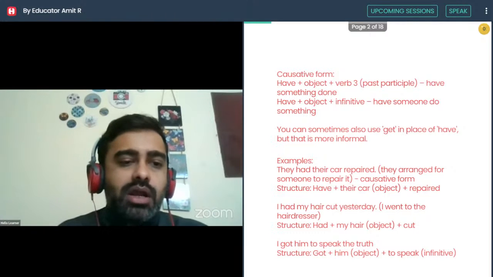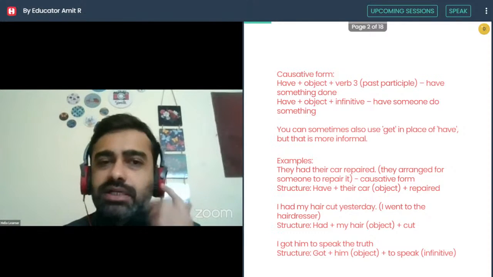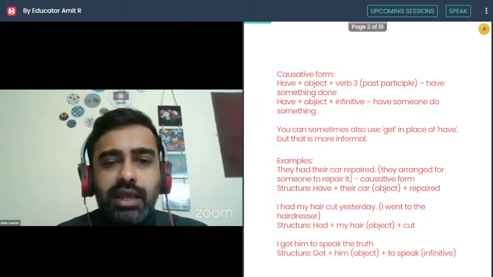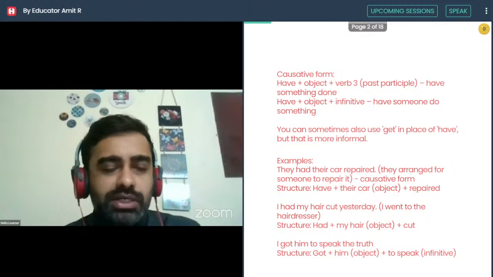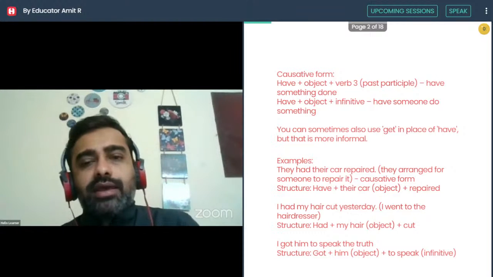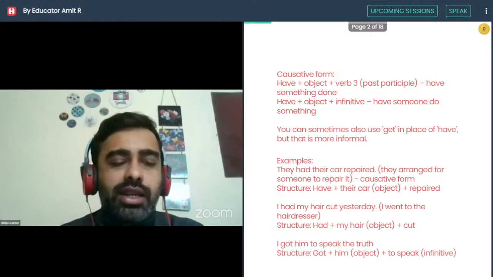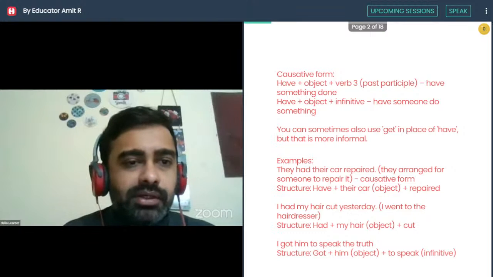Okay. I had my hair cut yesterday. Basically means what logically? You went to the hairdresser to get the haircut done, right? That's what it means. So had plus what is the object here in the sentence? It's the hair, hair is the object. And what did you ensure? You ensure that your hair is cut. So cut obviously is the verb here in this case.